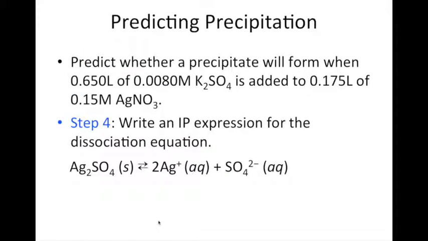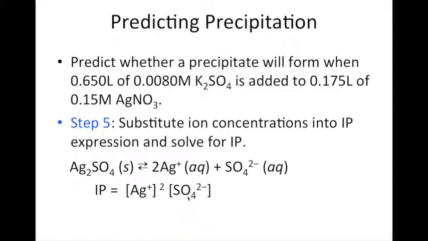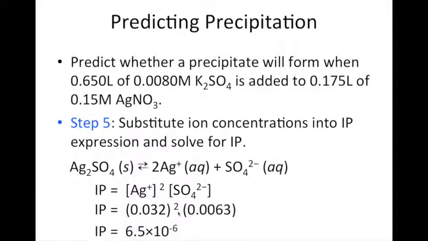So once we have our 2 molarities, let's write an IP expression for the dissociation of silver sulfate. Our IP is going to equal the concentration of silver squared, don't forget that, times the concentration of sulfate. Okay. Substitute in your concentrations that we just calculated for silver and for sulfate. Don't forget to square it. Solve for IP. We get 6.5 times 10 to the minus 6. Again, IPs and KSPs, they don't have any units.